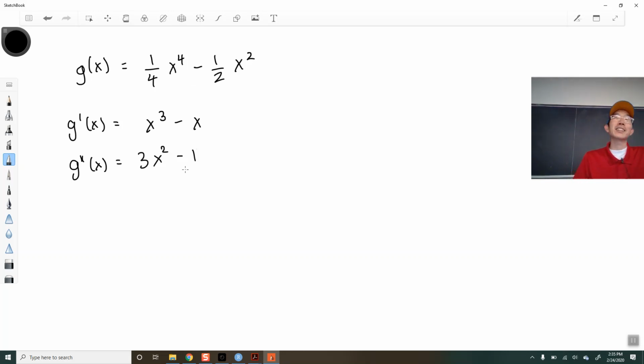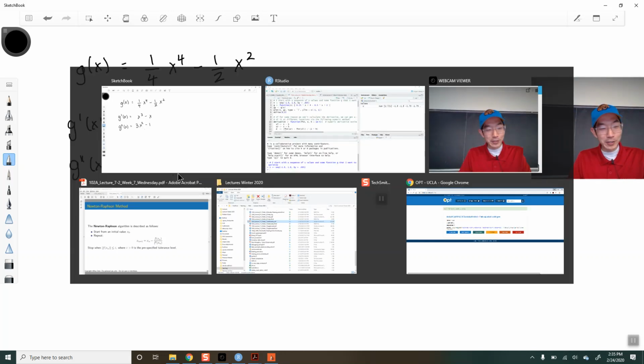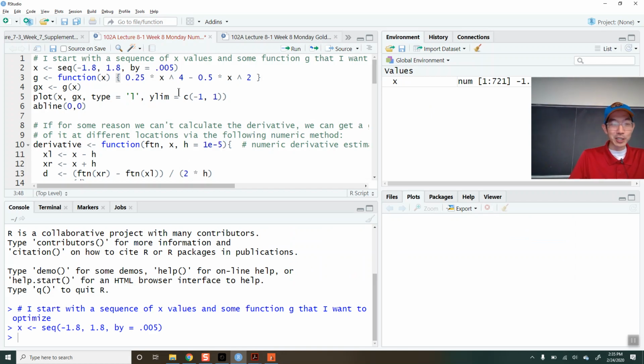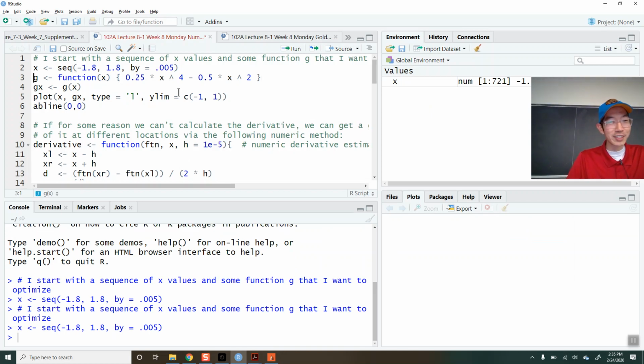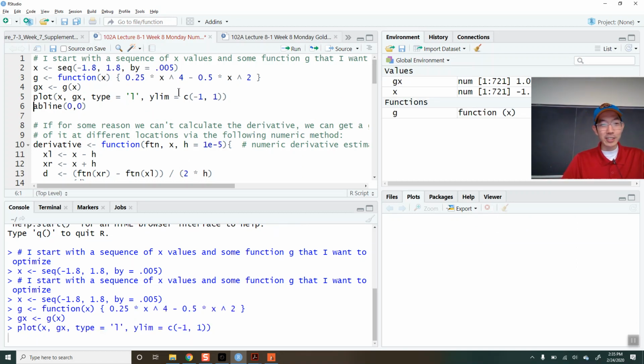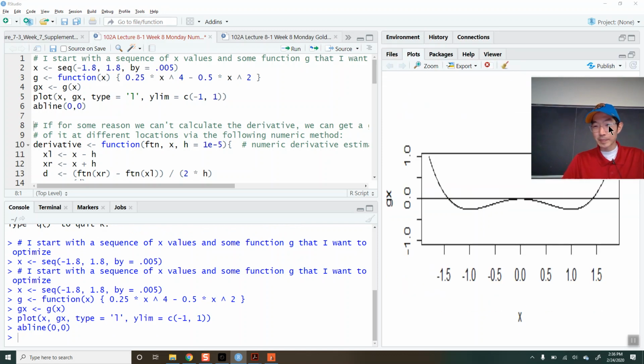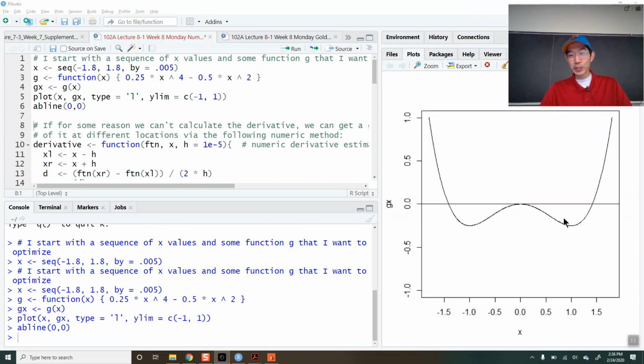But let's say you dropped Math 31A or something, and you never learned this, even though I think this is like your first day of class. So what do we do? Somehow you have an understanding of numeric derivative approximation, so it's fine. So we do this, and then let's just plot it. So here's G, and here's the plot. This is what the function looks like, and we want to find some local mins and local maxes.